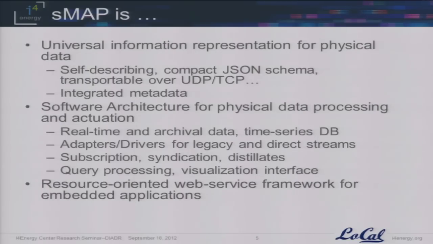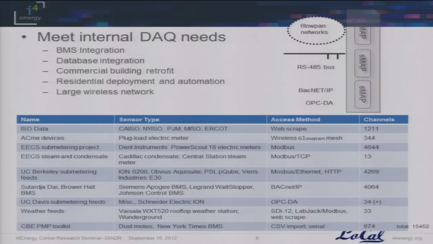And then beyond it is essentially extending the kind of idioms and techniques that have created the database world to extend that into physical databases, and doing that within a resource-oriented framework. So part of that, at the lowest level, is meeting your data acquisition needs.